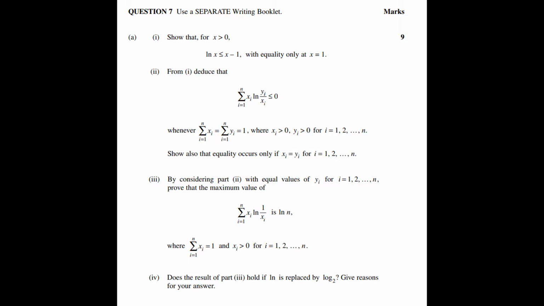Part 2 says, from part 1, deduce that the sum from i equals 1 to n of xi log yi on xi will be less than or equal to 0. And then we're given these conditions, so that's going to be true whenever the sum from i equals 1 to n of xi is equal to the sum from i equals 1 to n of yi is equal to 1, where xi is positive and yi is positive for i equals 1 and 2 and so on up to n. And then we also want to show that equality occurs only if xi is equal to yi for those values of i. So let's take a look.